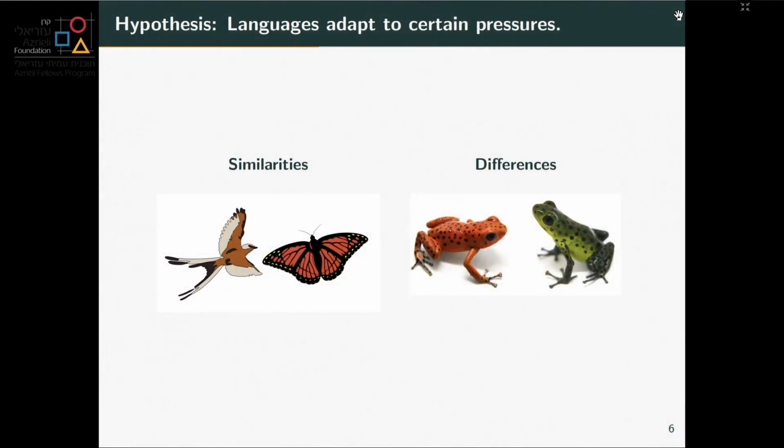Under this hypothesis, we can also think of differences across languages and compare them to organisms evolving essentially different ways to deal with the same pressure. For instance, to deal with the pressure to not be eaten, frogs can either be red and look poisonous, or be green and blend into their environment. So there are different ways that an organism can respond to the same pressure. And I'm trying to think about similarities and differences across languages in these ways.